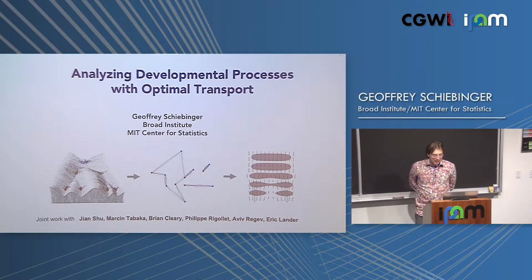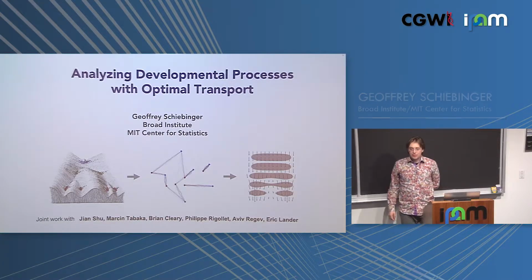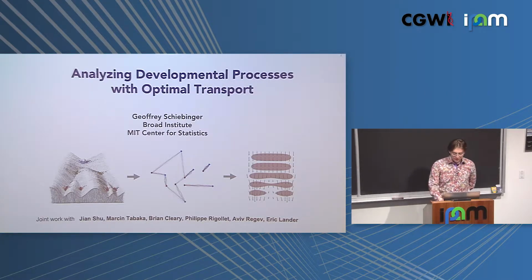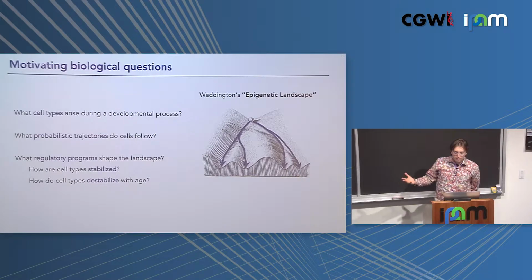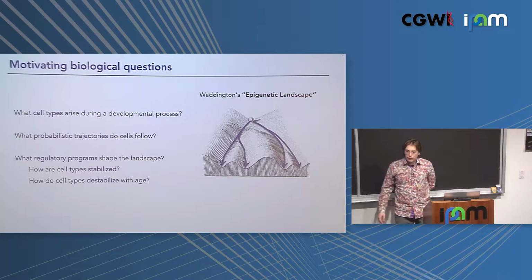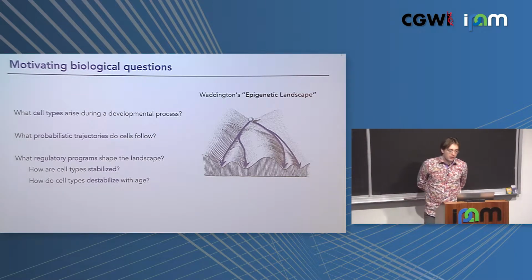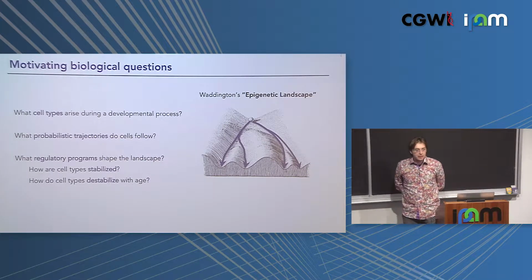So I'm a postdoc at the Broad Institute and the MIT Center for Statistics, and I'm excited to tell you about analyzing developmental processes with optimal transport. We're motivated by Waddington's epigenetic landscape, which is a classical metaphor for how cells develop as an embryo grows, and even how your cells destabilize with age.